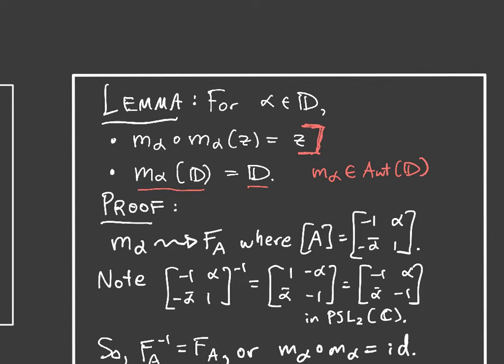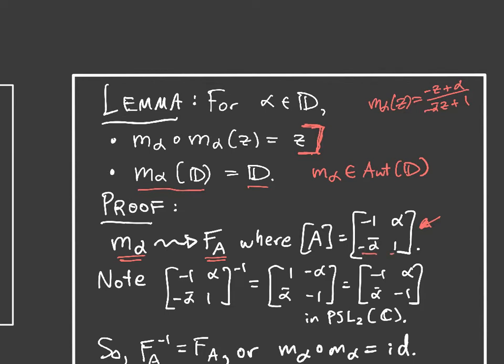So to show that m alpha is its own inverse, we can convert it to matrix form, and the matrix associated to m alpha is this, because notice m alpha of z was minus z plus alpha. I'm rearranging things to put them in the right form. On the bottom I have minus alpha bar z plus 1. So the coefficients are minus 1, alpha, minus alpha bar, and 1.